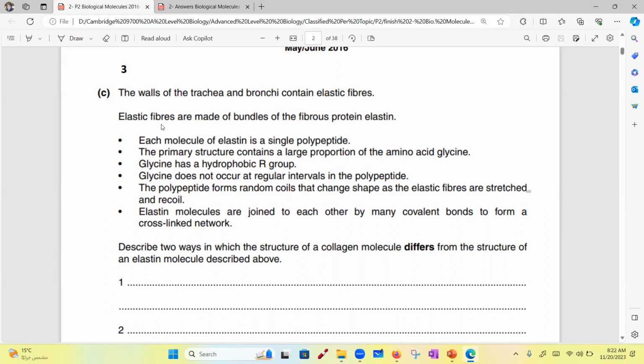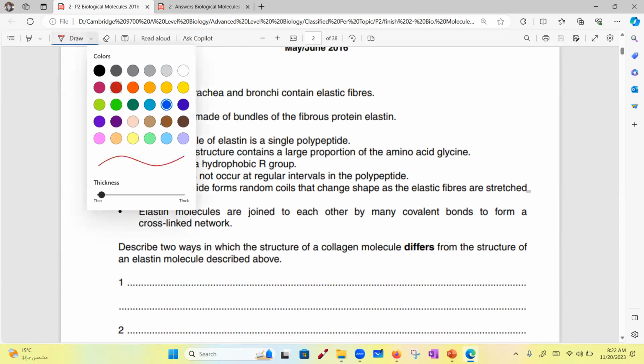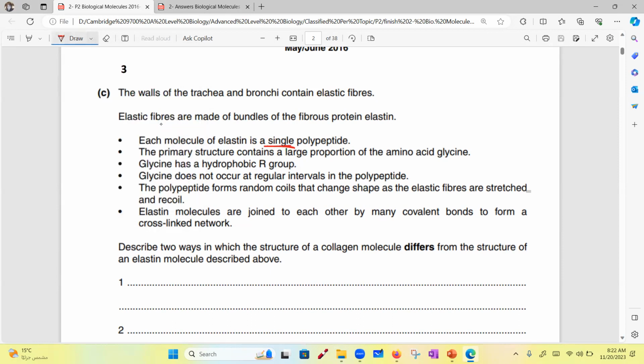If I am you, I'll make a mark, because collagen, how many polypeptides? 3. So single here. The primary structure contains a large proportion of the amino acid glycine. This is a similarity. The glycine has a hydrophobic R group. This is a similarity. Glycine does not occur at regular intervals. In the collagen, it does occur at regular intervals. Every third amino acid is glycine.